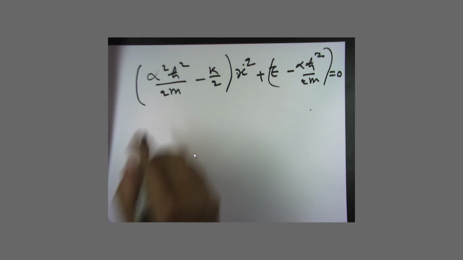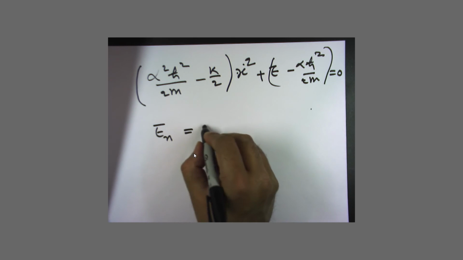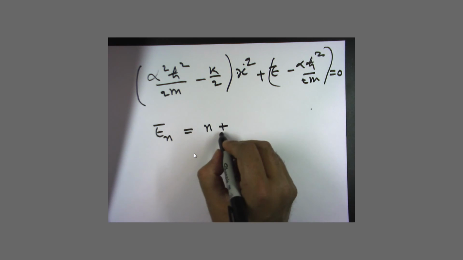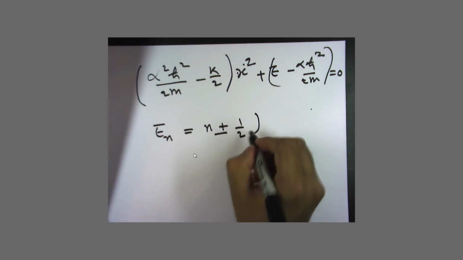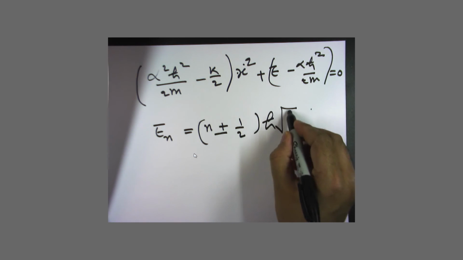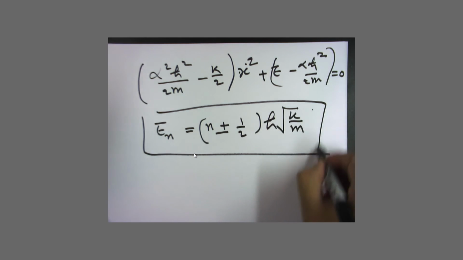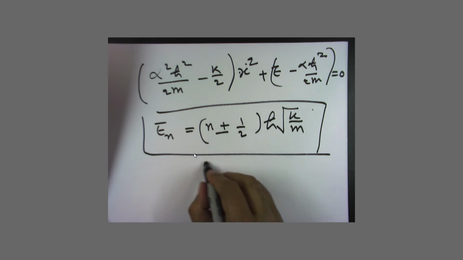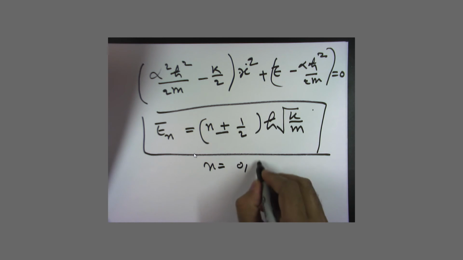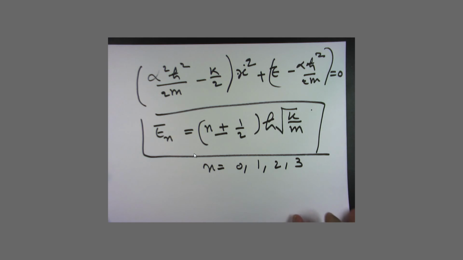So, that gives us energy level, any energy level n, is equal to n plus half, h under root k by m. So, this is what we were looking for. This is a simple solution where n is equal to 0, 1, 2, 3. So, what does that really mean?